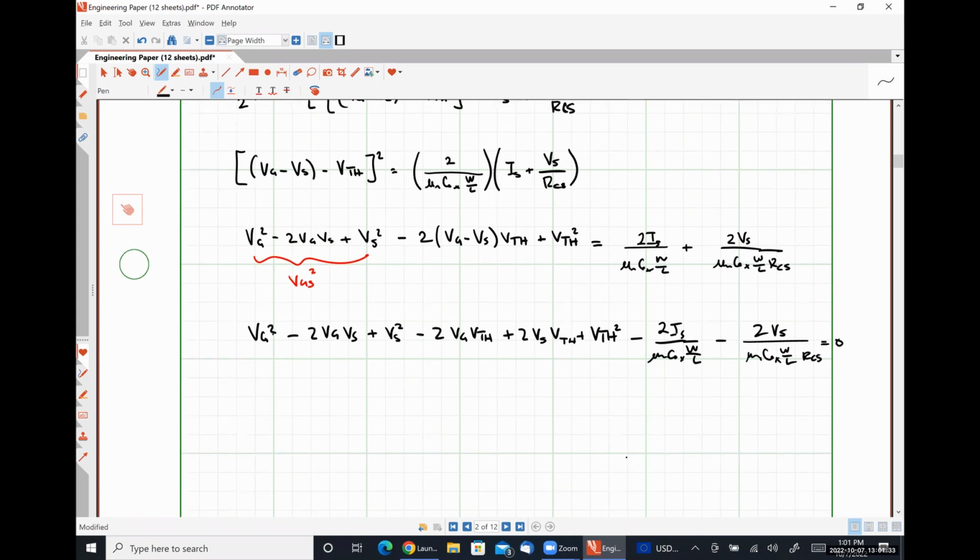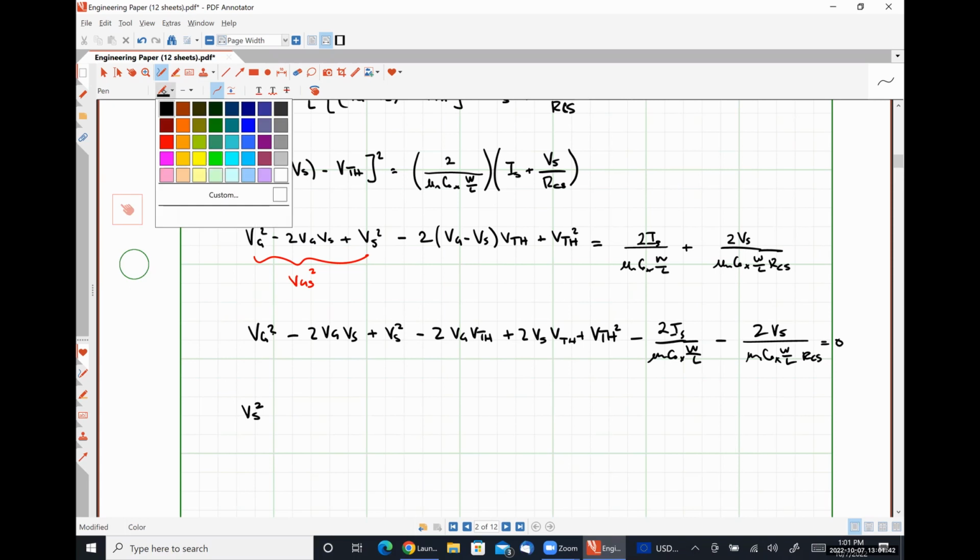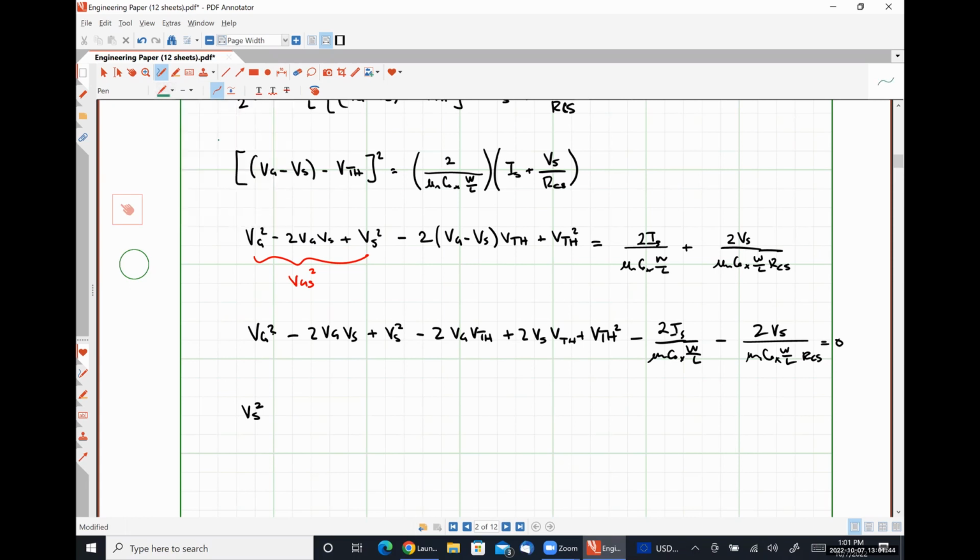All right, so rearranging things slightly here, I have a VS squared term. So let's put a check mark by that. Okay. Plus, so let's see. I have a positive 2 VTH that's coming from here.